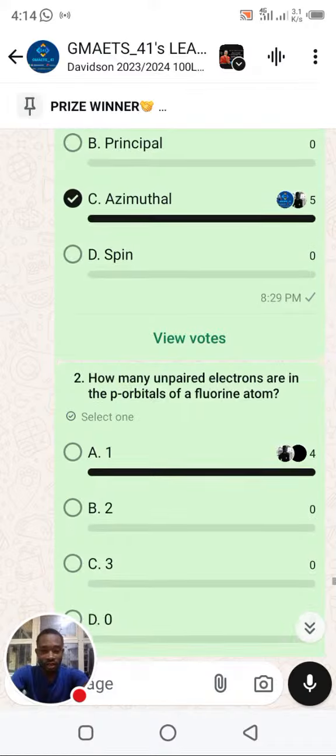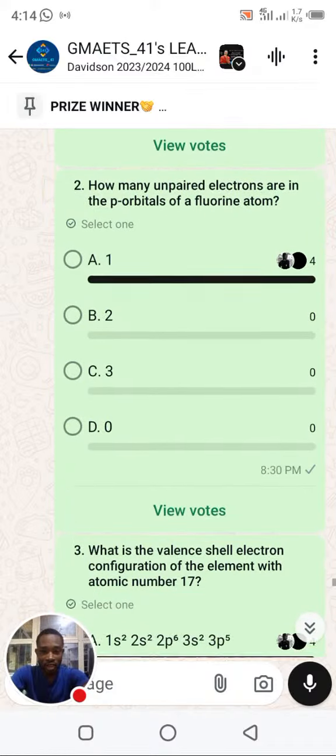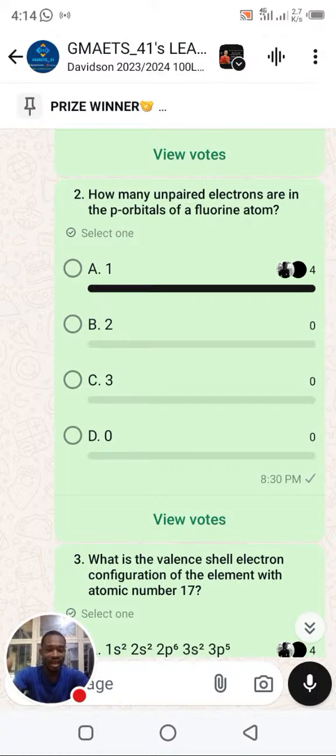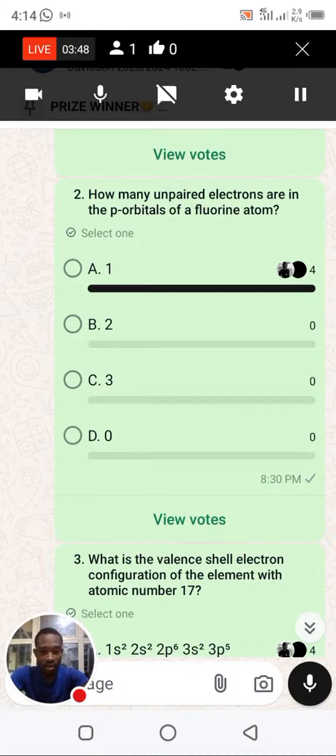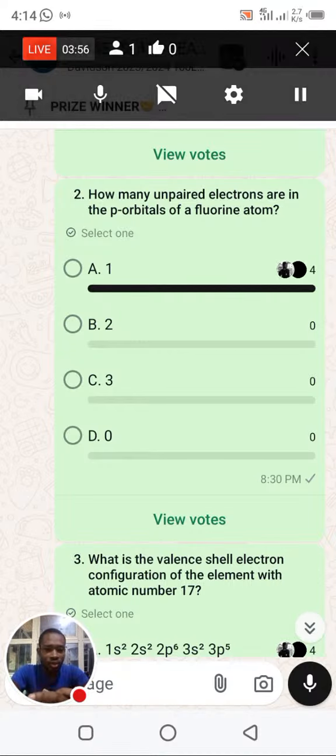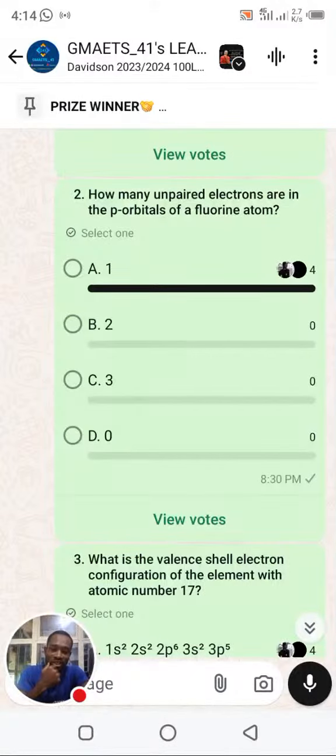Now we are moving on to question number 2: how many unpaired electrons are in the p orbitals of a fluorine atom? And how do we answer this question? We just have to have in mind the electronic configuration of fluorine. And of course, we can use our normal O-level electronic configuration, where you draw atomic structures using circles if you wish. The first approach to this, you can use your SPDF approach.